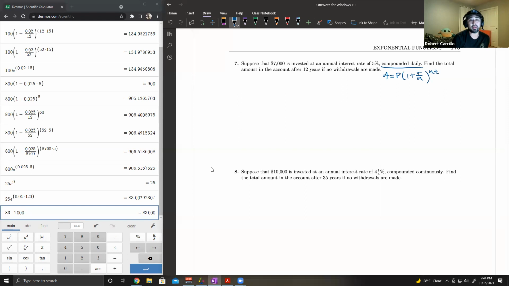And now we just label everything we're given. The beginning amount is $7,000. The rate is 5%, so 0.05. We are compounding daily. There are 365 days in the year, and we are doing this for 12 years. Okay. Plug it in the formula. A equals 7,000 times 1 plus 0.05 over 365, raised to the 365 times 12.